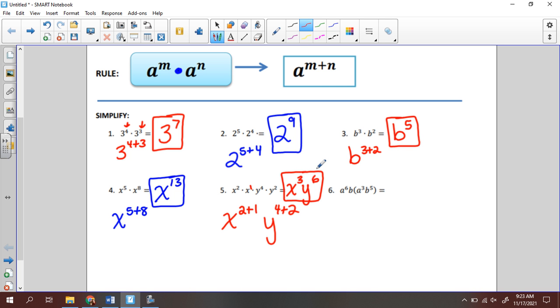So no, different bases. Guys, very clear here. Different bases, x and y. You don't combine them together. They stay separate. You're just going to sit them side by side. Because that's what multiplication does, right? Sit them side by side.